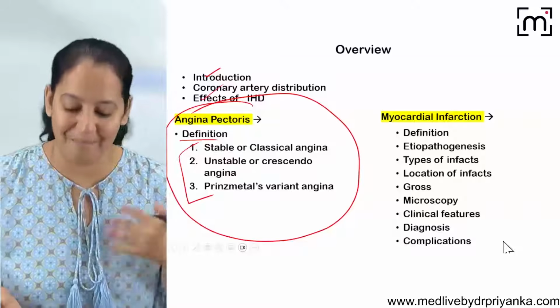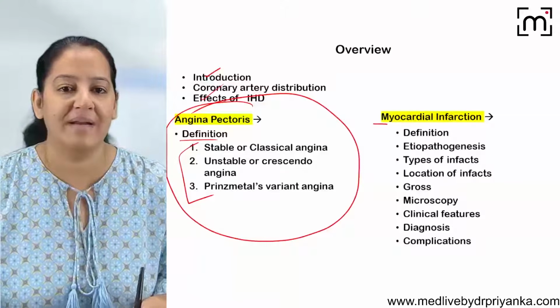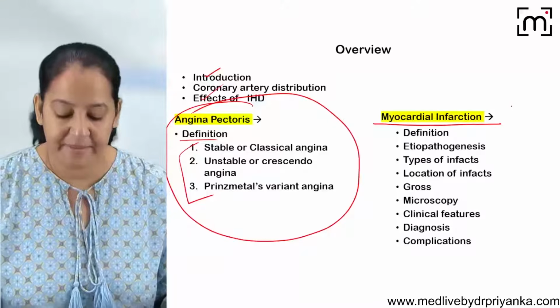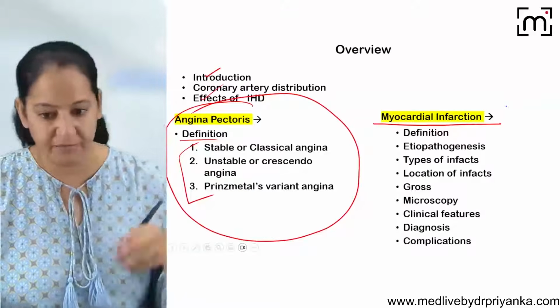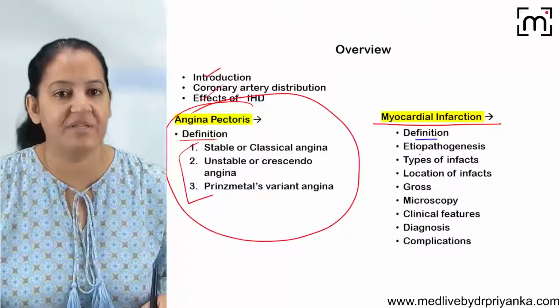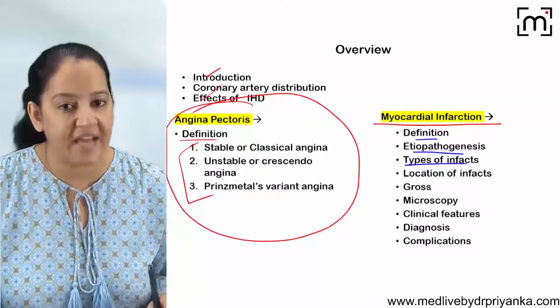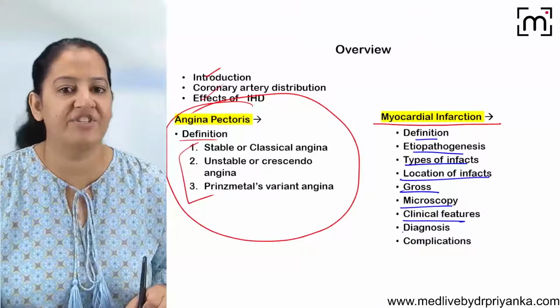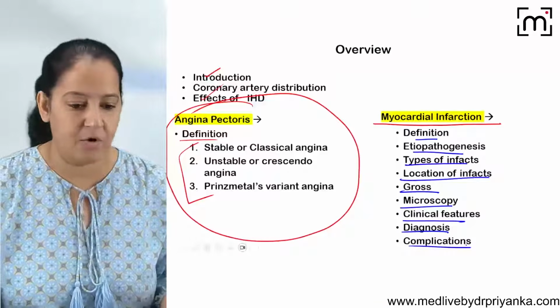Now let's start myocardial infarction, MI. I will be discussing myocardial infarction under the following headings. First, I will let you know the definition, then etiopathogenesis, then types of infarct, location of infarct, gross, microscopy, clinical features, diagnosis, and finally the complications.